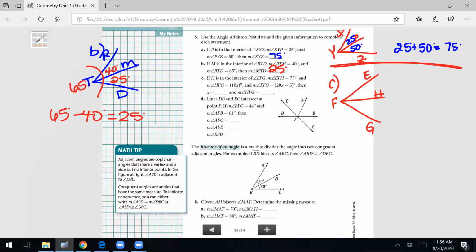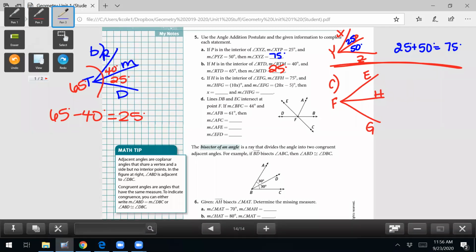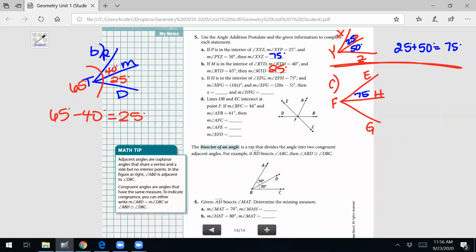All right, so EFH is 75 degrees. And HEG is 10x degrees. And the whole thing is 20x minus 5 degrees. So how are we going to find x? Little plus little equals the big.